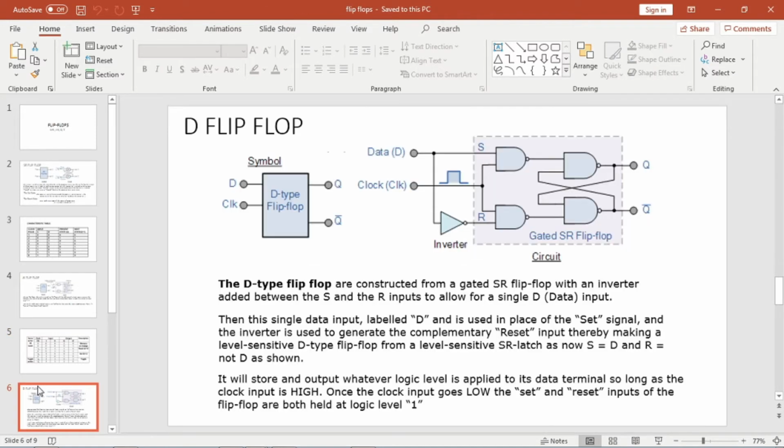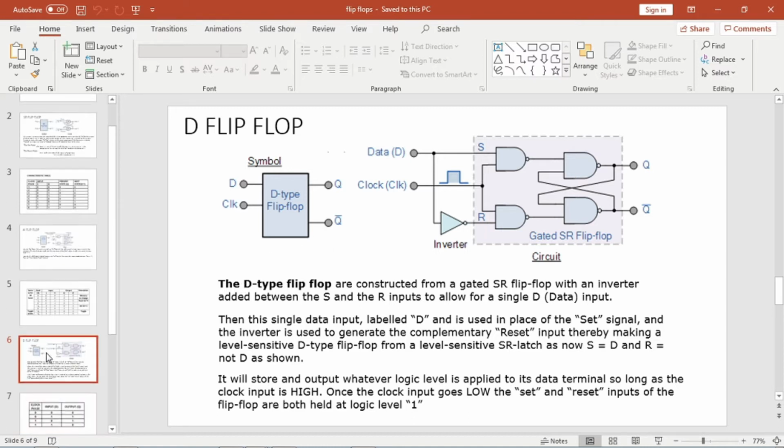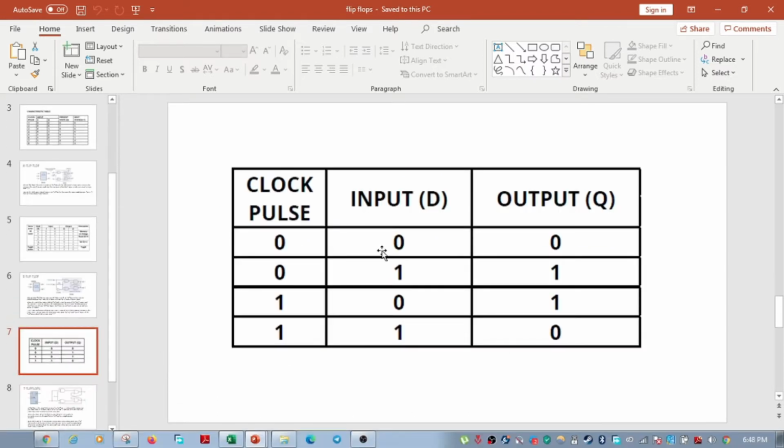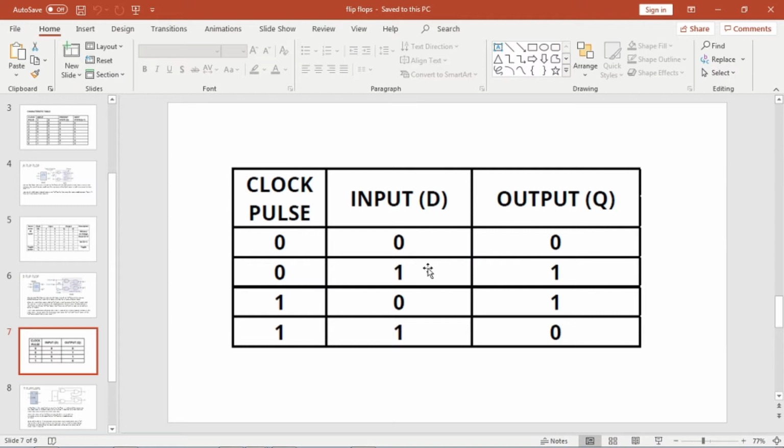Let us look into D flip-flop. D flip-flop is a gated SR flip-flop, which is a single input flip-flop, and it is also controlled by clock signals. When the input is 0, the output is 0. When the input is 1, the output is 1. When the input is 0 and the previous output is 1, the output is 1. When the input is 1 and the previous output is 1, the output is 1.